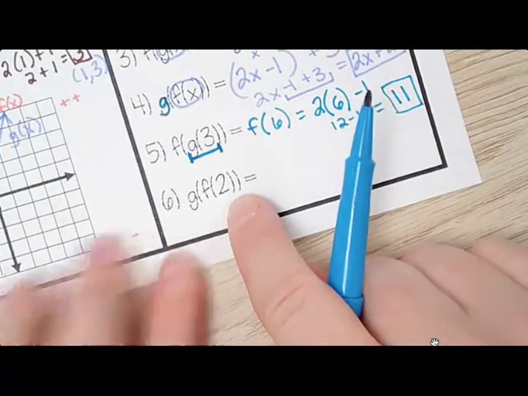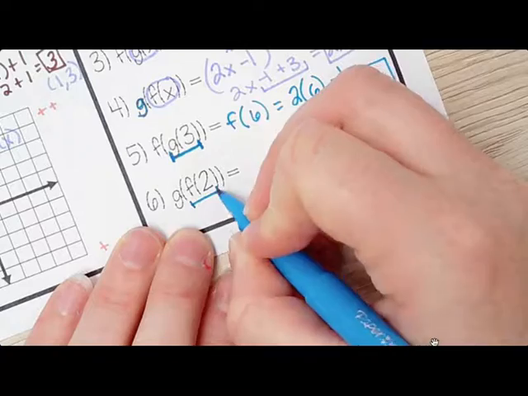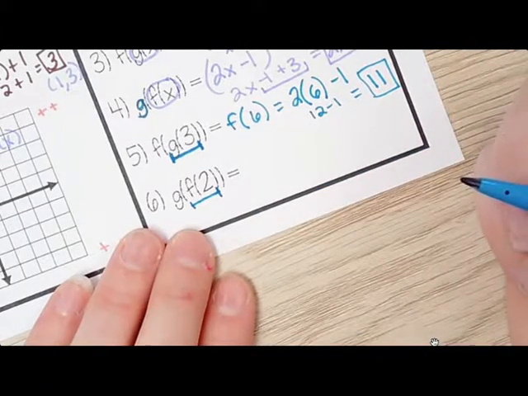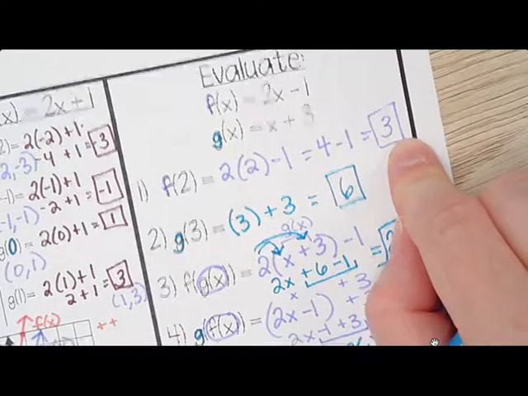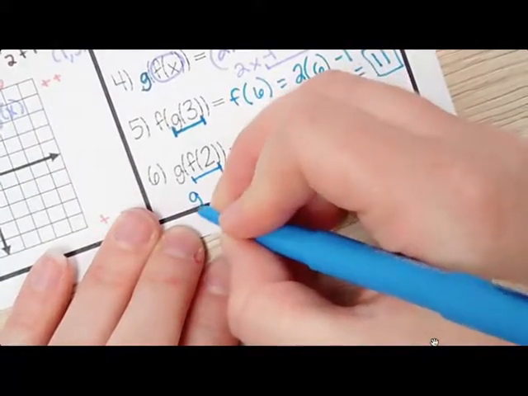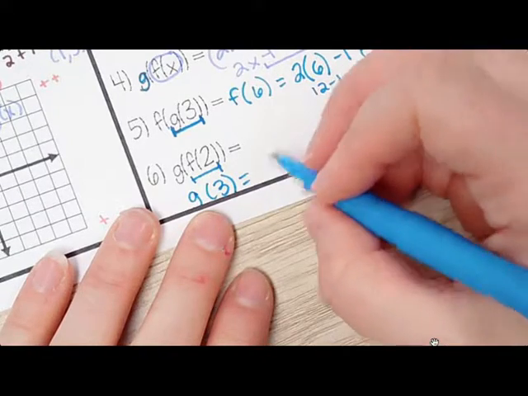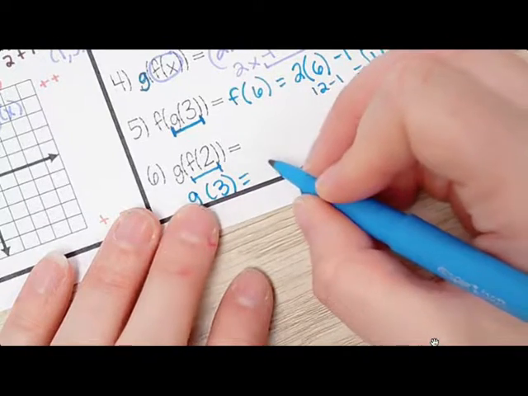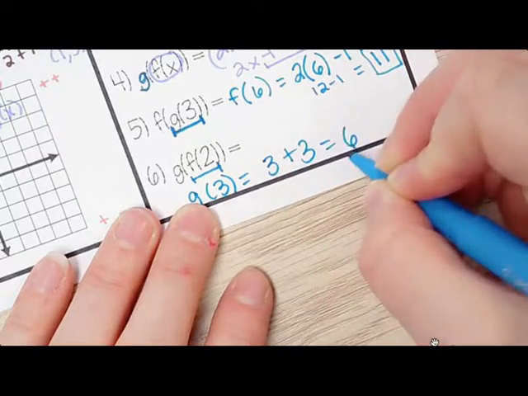Okay, so what about the next one? We have g of f of 2. We've done f of 2. What was f of 2? 3. We've already done that, so that helps us there. So it's g of 3, which is what? 6. Yeah, because it's x plus 3, which just equals 6.